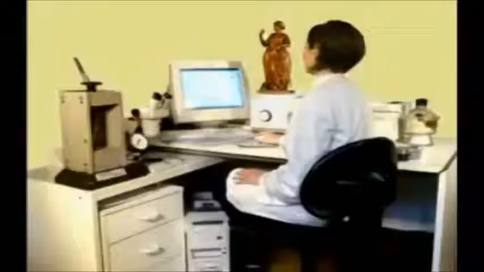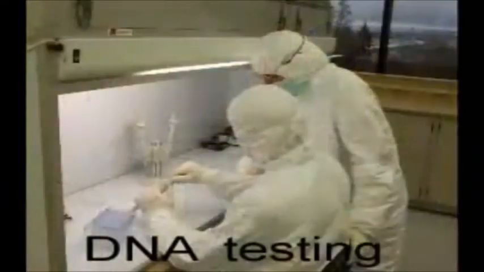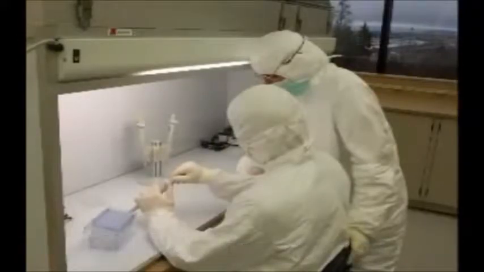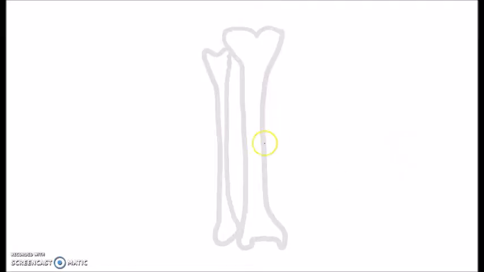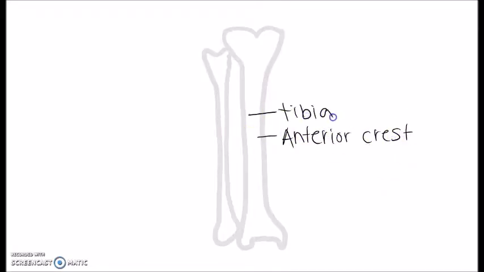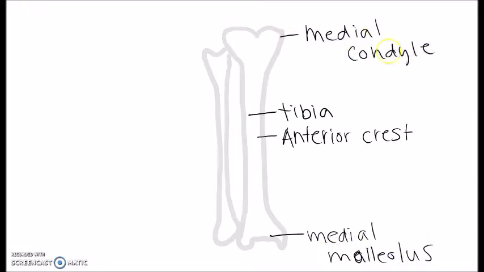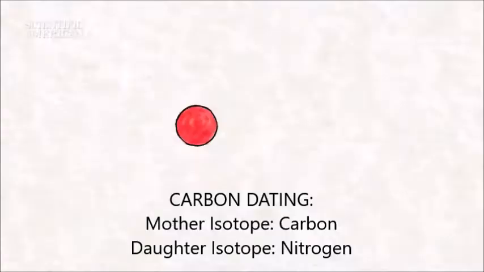Carbon dating has been used to learn more about old animal fossils. Biologists and archaeologists are always trying to figure out how old fossils are. Carbon dating is a straightforward and accurate way of knowing. A couple years ago, scientists discovered an old tibia bone of an animal. By using carbon dating, they were able to figure out how old the bone was. This is just one of the many examples where radiocarbon dating is helpful in the science world.